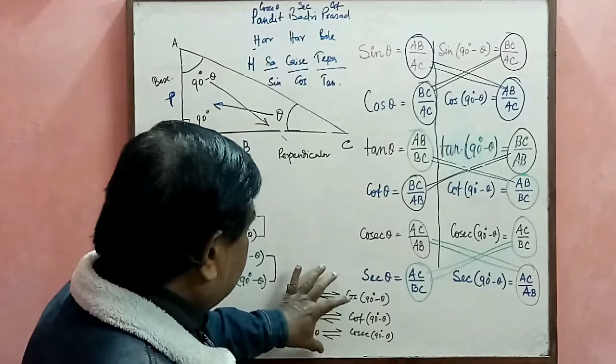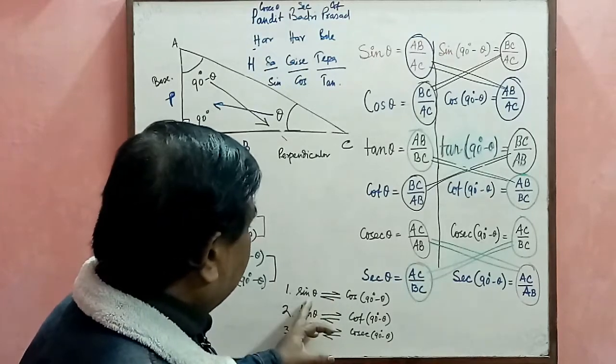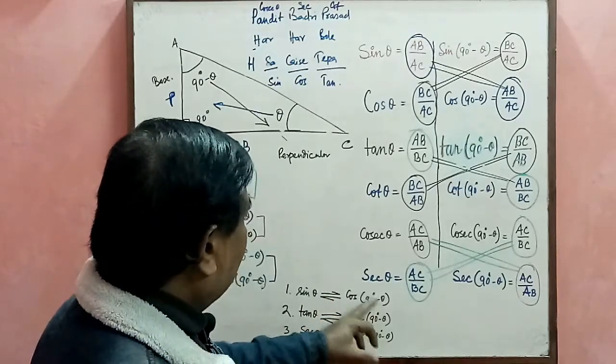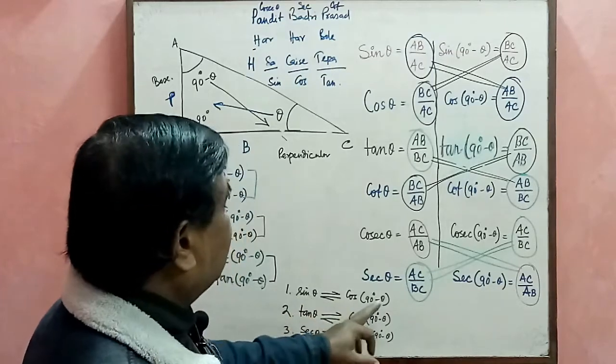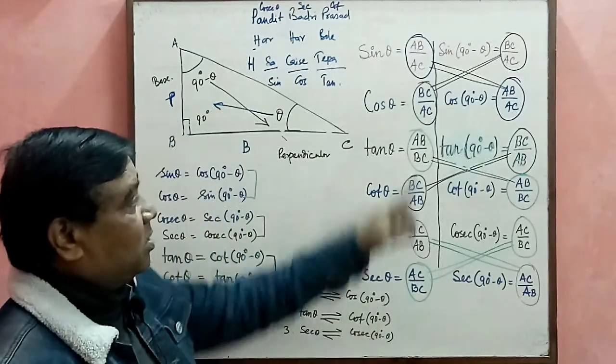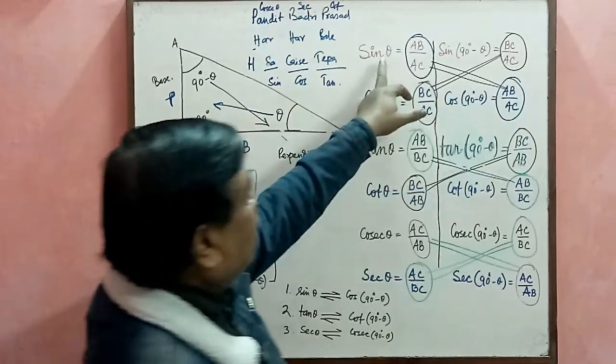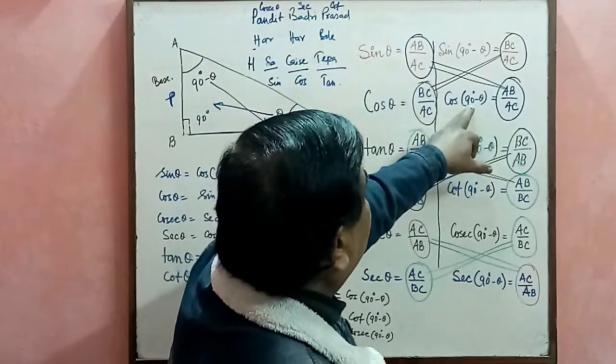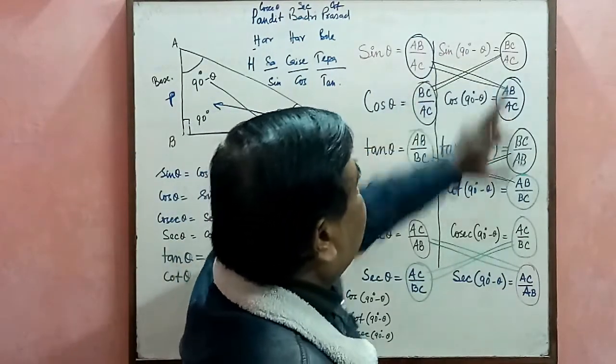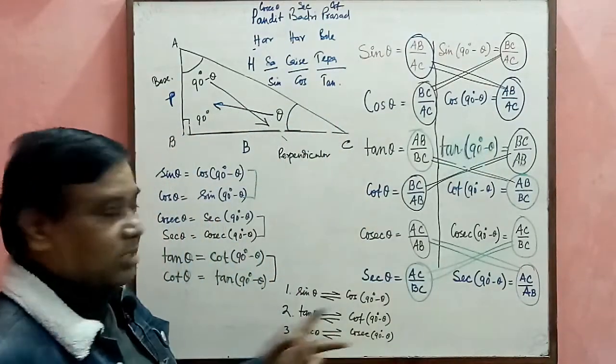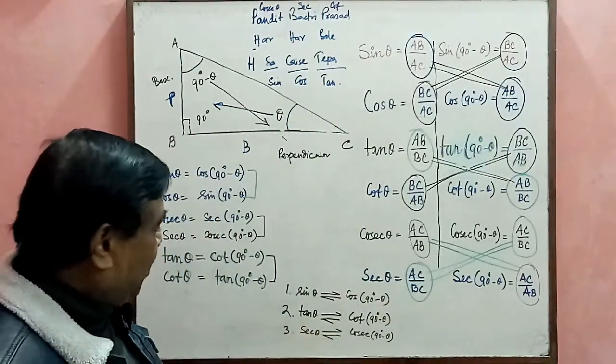Now these 3 pairs: sine theta and cos 90 degree minus theta, cos theta and sine 90 degree minus theta, and vice versa. Here it is, because sine theta is cos 90 degree minus theta, and cos theta is sine 90 degree minus theta. This way we have 3 pairs of relations here.